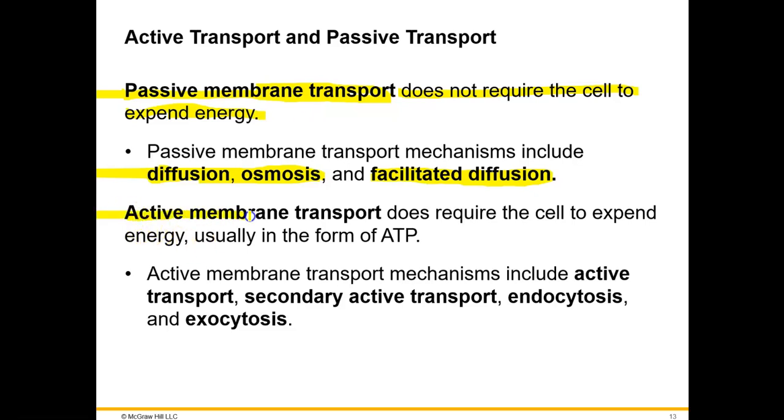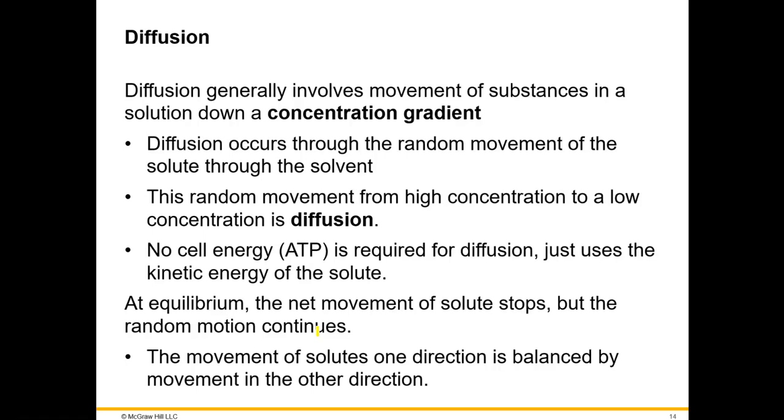Active transport does require energy. It requires energy, usually in the form of ATP. So some names for active transport are just active transport, secondary active transport, endocytosis, and exocytosis, which is transport by a vesicle. Bulk transport, large amount of material. When it's endocytosis and exocytosis, it's a very large amount of material.